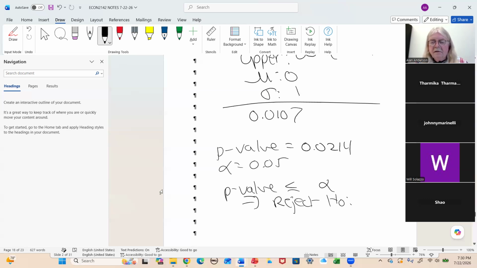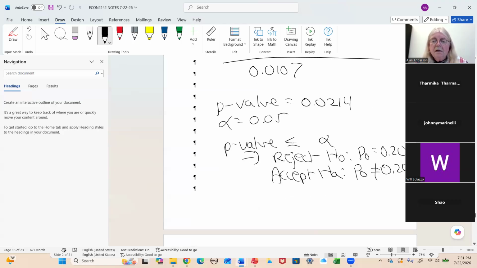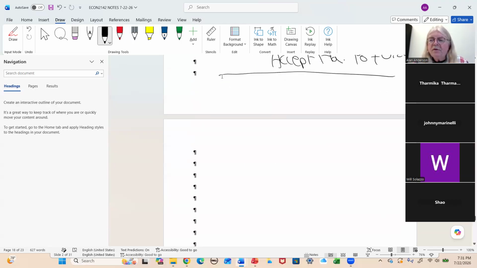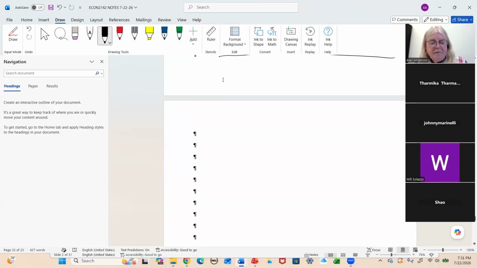All right, reject the null that they're equal to 0.20. Okay. So in other words, once again, we have evidence that the proportion is not 0.20. And then they will make the decision what to do about that, like how does it affect the way we produce the coffee? All they wanted was yes or no. Is it 0.20 or not? And we've shown that it is not.